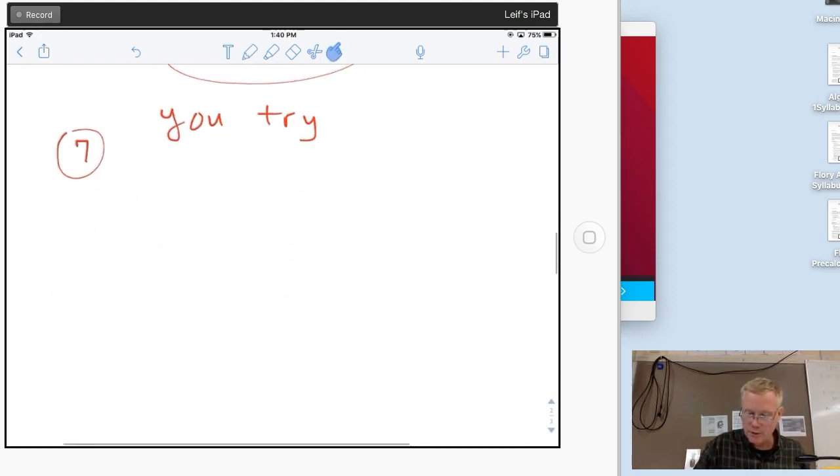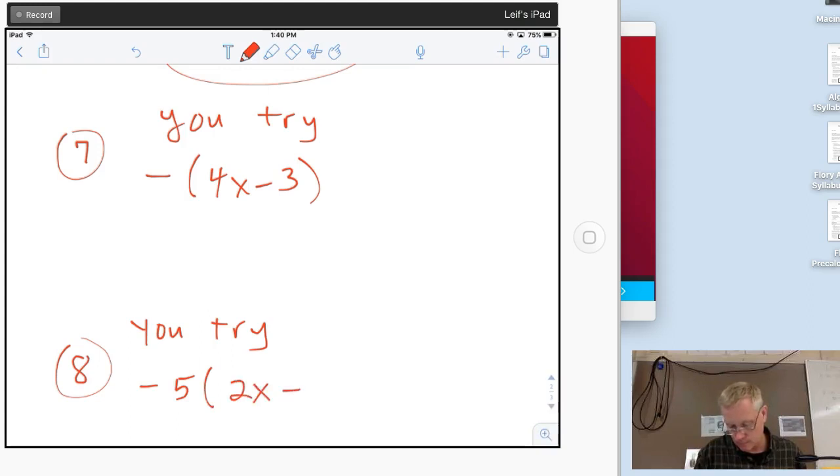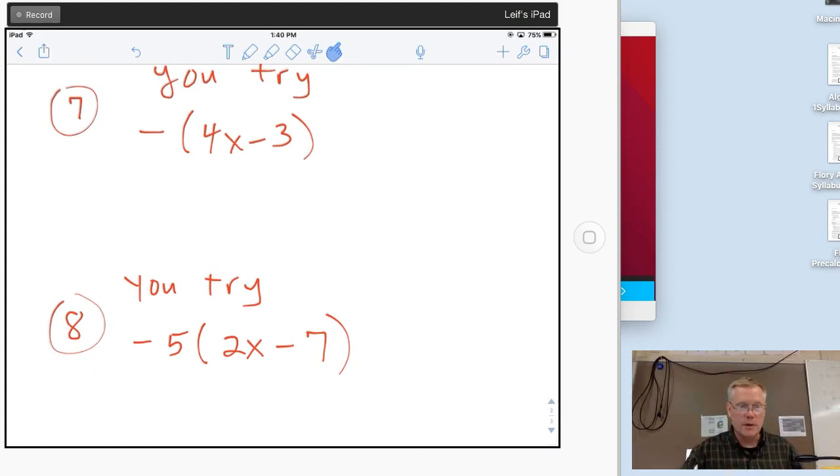I've got 2 U-tries for you to close things out today. I would like you to do this one, and this one. You can do those 2 and bring it to me in class, and we will pick up from there tomorrow.